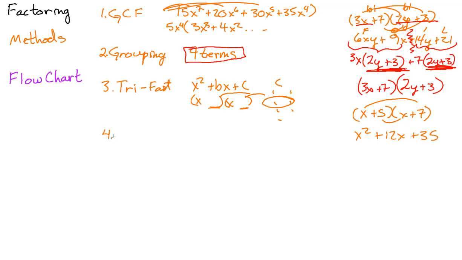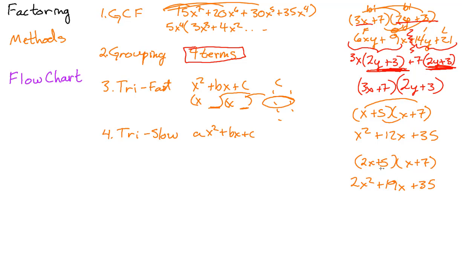Now, if you have, I'm going to call this one try slow. If you have ax squared plus bx plus c, this one's a little bit tougher. For example, if I start off with 2x plus 5 times x plus 7, notice that this 2 really messes things up as far as what's in the middle. So you'd have 2x squared plus 14x plus 5x, that's a 19x plus 35. Notice nothing multiplies together to give you 35 and adds to 19. It was this 2 that messed up those middle terms.